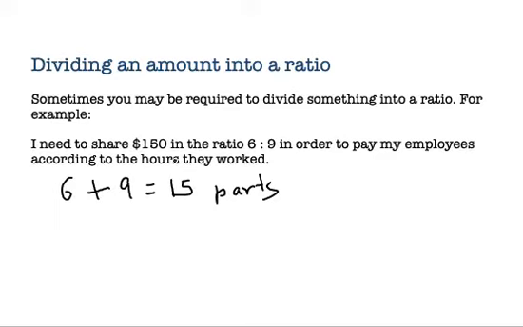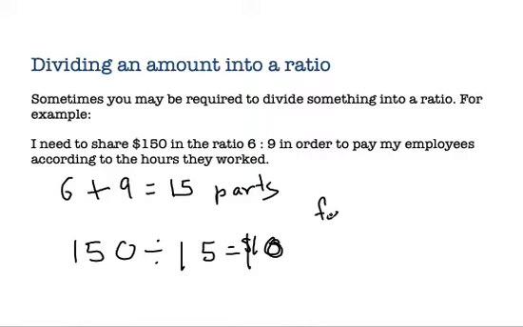Now, I have to split up the 150 between 15. Whenever I'm splitting something, I'm going to be dividing. So I'll divide 150 by 15. That's going to give me 10, okay? Oops, sorry, that's a 0. Right, so that means for every 1 part, I have $10, okay? For 1 part, I have $10.